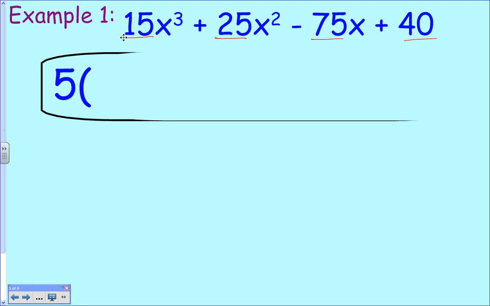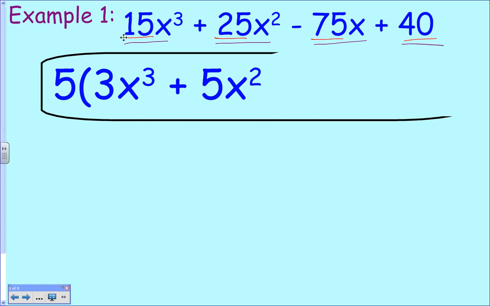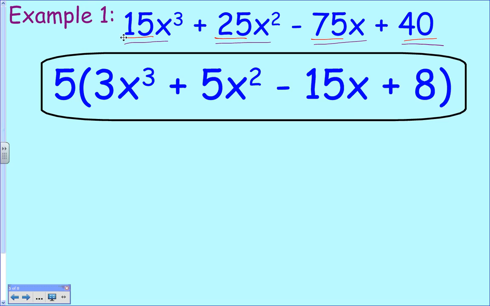Now, there are a variety of ways to handle what is left when you take out the 5, when you divide out the 5. If you take each term and divide by 5, 15x cubed divided by 5 is going to give you 3x cubed. 25x squared divided by 5 will give you a plus 5x squared. And minus 75x divided by 5 is going to give you a minus 15x. And 40 divided by 5 is going to give you plus 8.